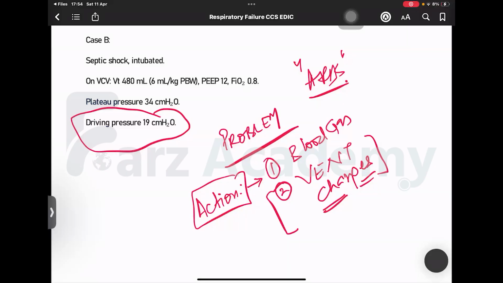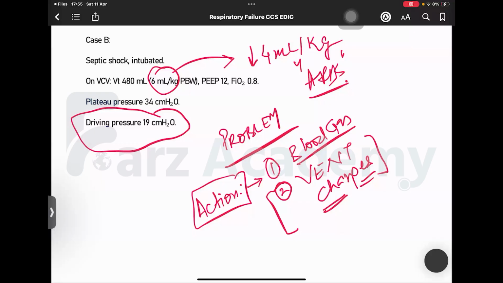100%. He is already on 6 ml per kg, so the appropriate setting would be between 4 and 6 ml per kg for a protective lung strategy. But I also need to know the PCO2 and a full ABG to know where I am with the permissive hypercapnia. So I'm not sure. I need to know those values.